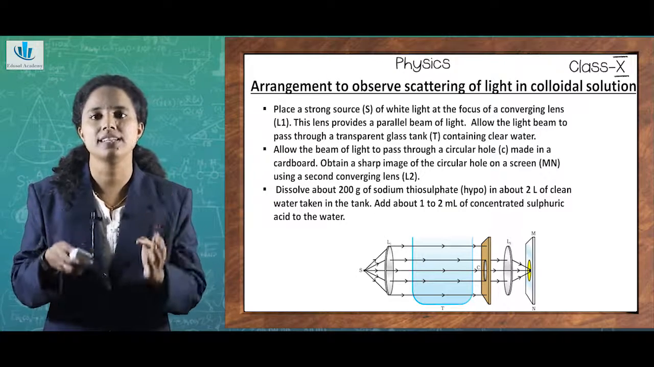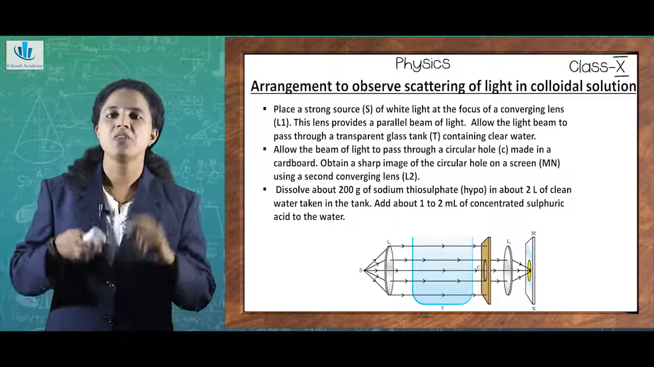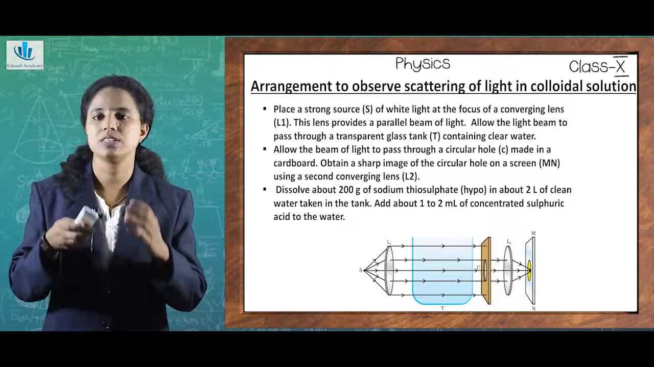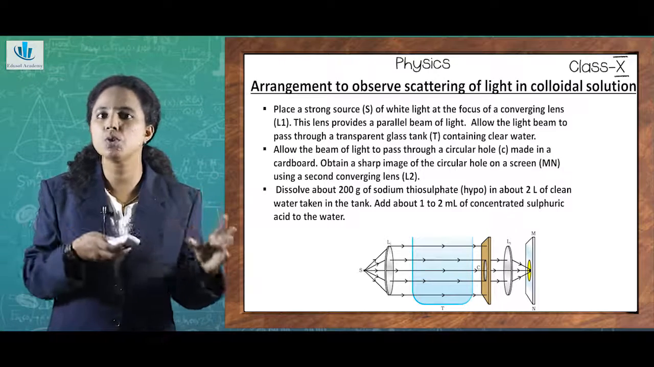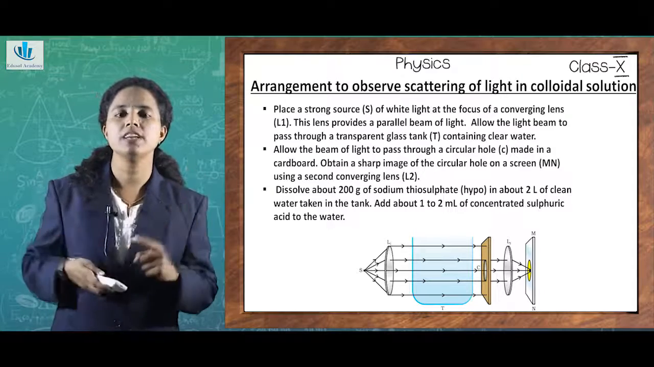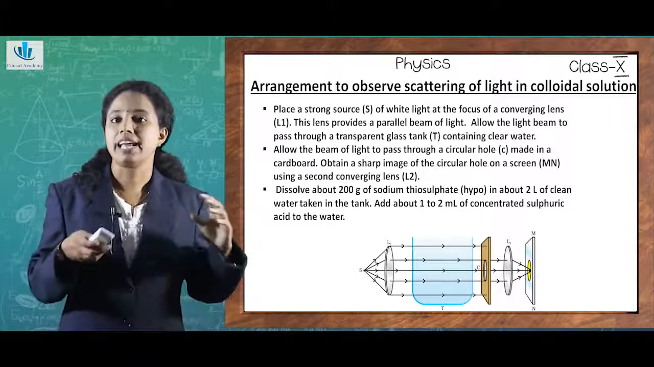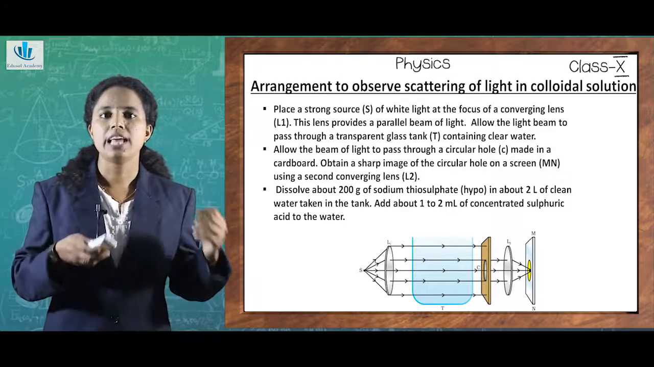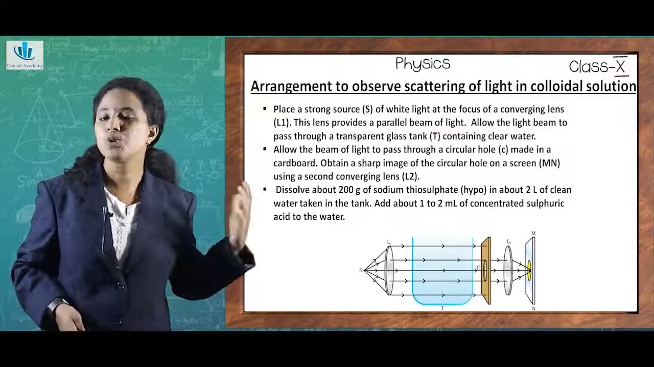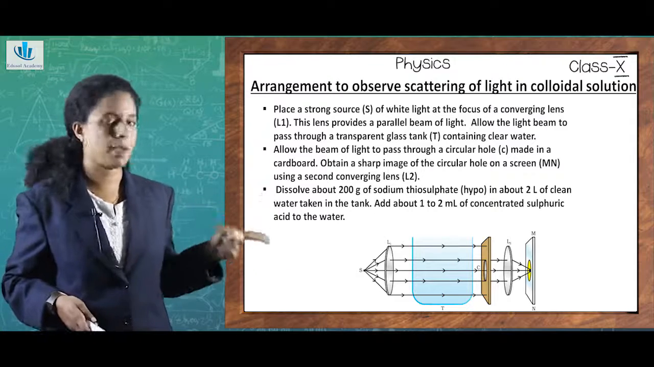Now we need to repeat this with a colloidal solution. For that, we dissolve about 200 gram of sodium thiosulfate, which is also called hypo, in about 2 liters of clean water taken in the tank. In the first experiment we did it with clear water. Now we are going to repeat the same experiment in a colloidal solution. The tank is represented by capital T.